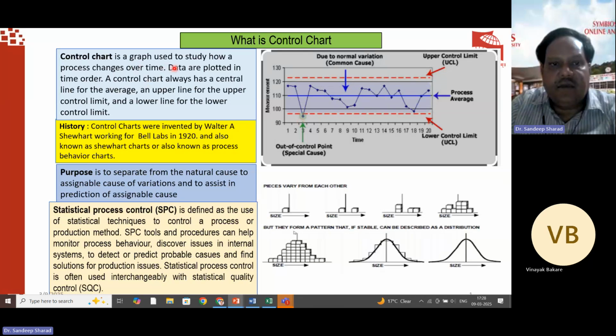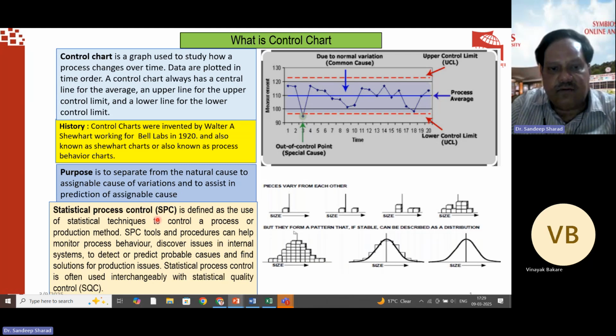A control chart is a graph used to study how a process changes over time. Data are plotted in time order. A control chart always has a central line for the average, an upper line for the upper control limit, and a lower line for the lower control limit. Control charts were invented by Walter A. Shewhart, working for Bell Labs in 1920, and are also known as the Shewhart chart or the process behavior chart. The purpose is to separate natural cause from assignable cause variations, and to assist in predicting assignable causes.